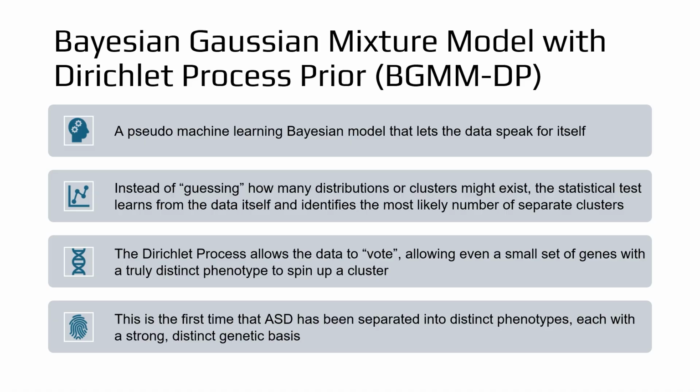This means we aren't guessing at the subtypes of ASD anymore. We're uncovering the actual biological blueprints. Using this model, we are moving away from human-imposed categories and toward data-driven phenotypes. This is a massive shift in how we understand neurodiversity.